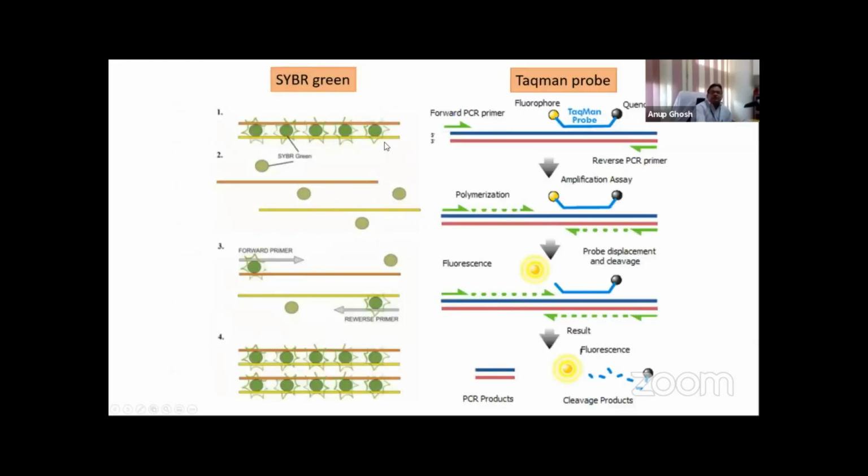Now, in real-time PCR, there are two types. One uses SYBR Green, and the other uses a TaqMan probe. SYBR Green is very simple. Whenever there is double-stranded DNA, the fluorescent dye will attach, and then it will give you the measurement. But in case of the TaqMan probe, there is a probe, and in this probe there is a fluorophore and a quencher. And there is a primer also. When the primer starts extension, the reporter is cleaved from this probe, and the fluorescent dye is released into the solution, and that is what we measure, and we get the CT value.